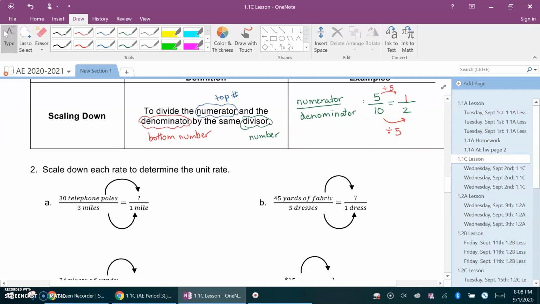So number 2 says scale down each rate. So down is a really important word there because this means that we will be dividing. So we will be dividing on all of these.